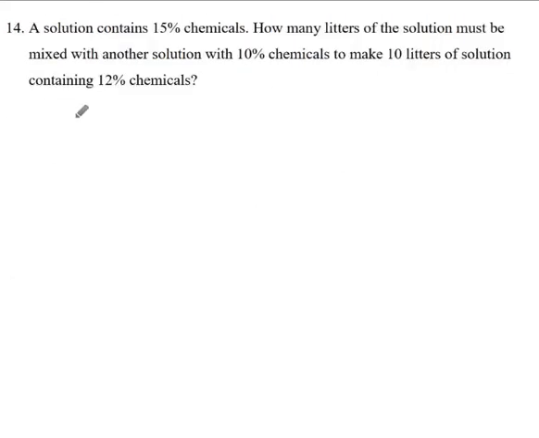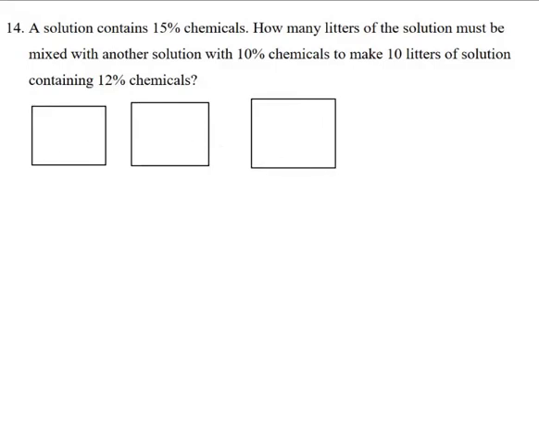Okay, this is a mixture problem. The solution contains 15% chemicals. How many liters of solution must be mixed with another solution with 10% chemical to make 10 liters of solution that contains 12% chemical? For this type of problem, I like to illustrate that by showing these boxes here.